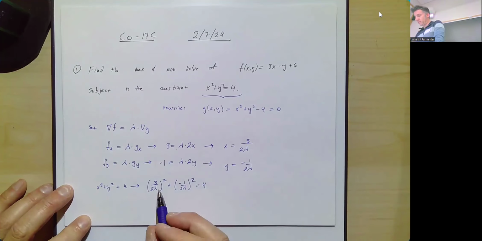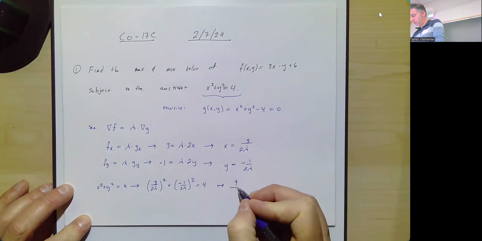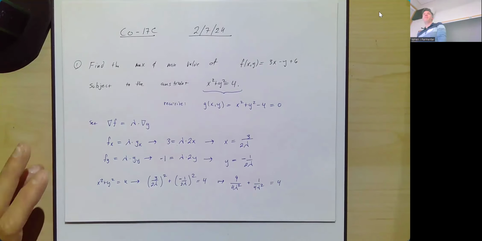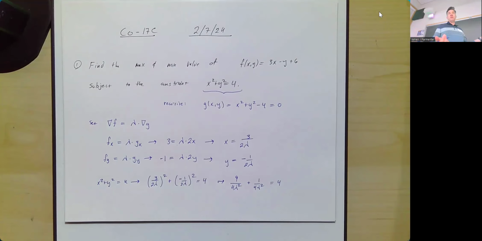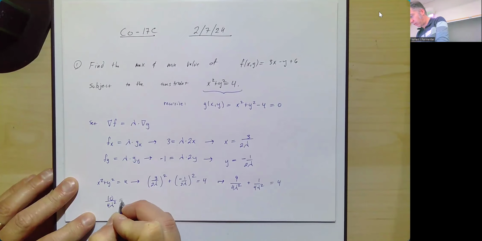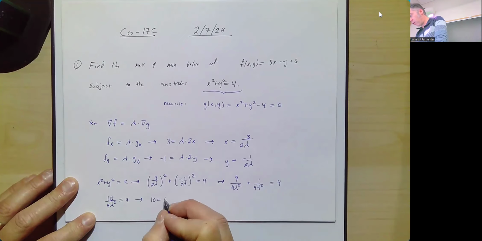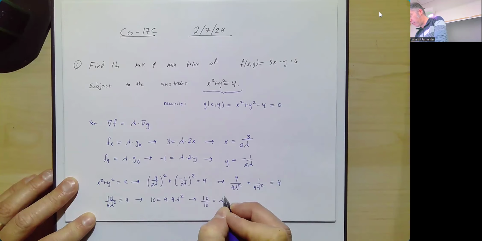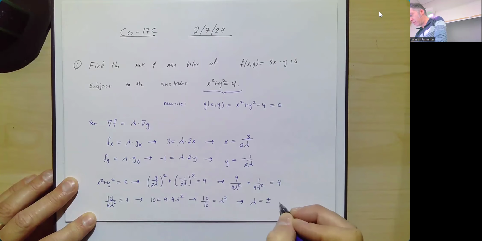So then simplifying this, 3 squared is 9, 2 lambda squared is 4 lambda squared, and negative 1 squared is 1 over 4 lambda squared, equals 4. We should put these together. If my numerators were more complicated than just constants, I might make the next step multiplying both sides by 4 lambda squared, like multiplying by a common denominator. Here, it's easy enough to add them together and say 10 over 4 lambda squared equals 4. So then 10 equals 4 times 4 lambda squared, and 10 divided by 16 is equal to lambda squared. So lambda is equal to plus or minus the square root of 10 over the square root of 16.